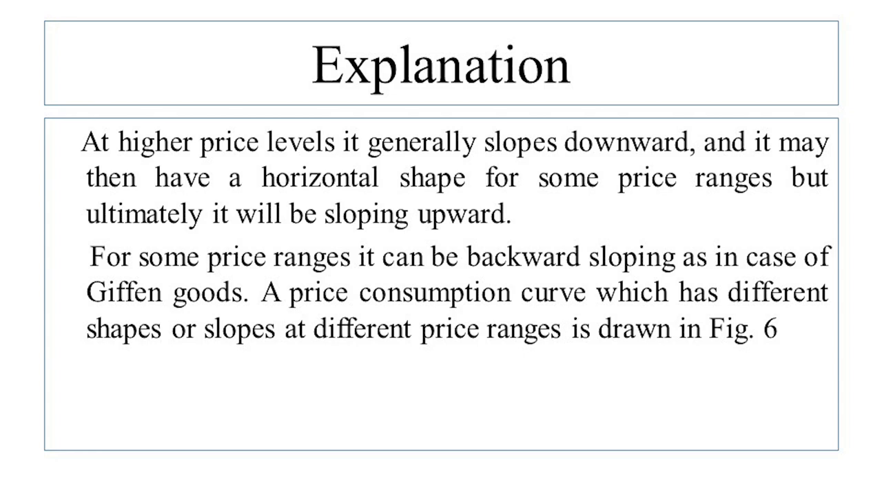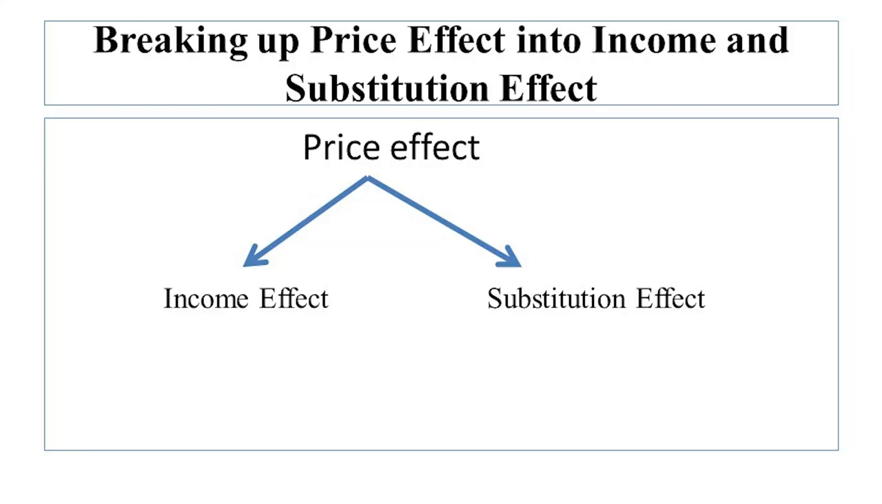For some price ranges, it can be backward sloping as in the case of Giffen goods. A price consumption curve which has different shapes or slopes at different price ranges is drawn in figure 6. You can see figure 6. So this is about the price consumption curves and we studied the different slopes of the price consumption curve of good X depending upon its elasticity. Next, we will study the breaking up of price effect into income and substitution effect.